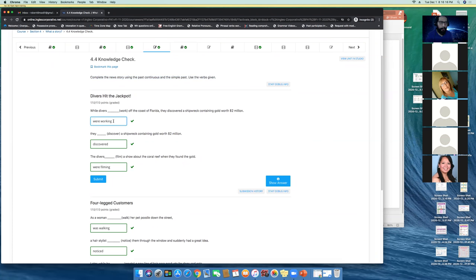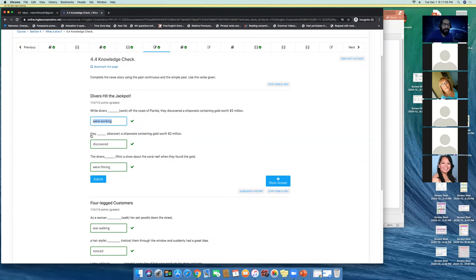While divers were working off the coast of Florida, they discovered a shipwreck containing gold worth $2 million. I know that the word dollars is not there, but since the sign is here, you might want to throw it in. While divers were working off the coast of Florida, they discovered a shipwreck containing gold worth $2 million, okay? Here, the verb that is given is work, and the past continuous that we converted was were working. While divers were working off the coast of Florida.